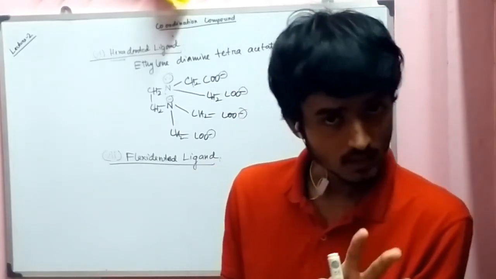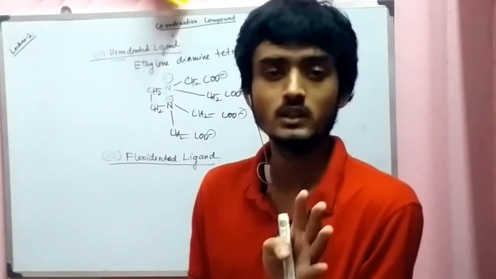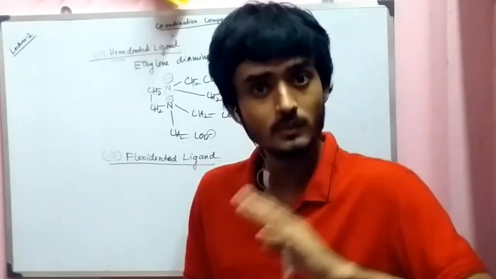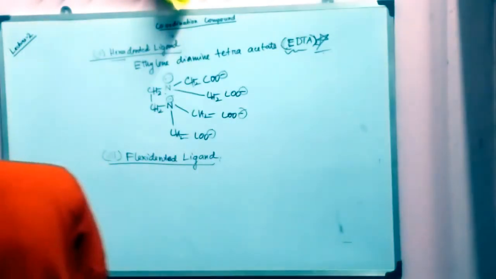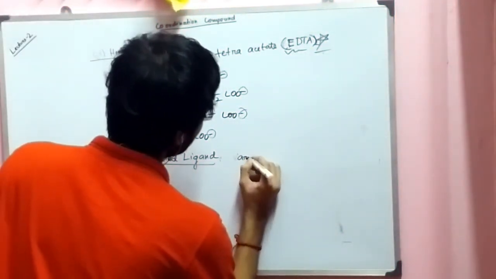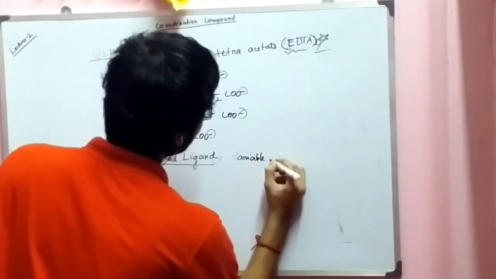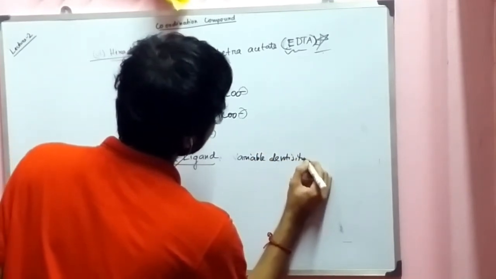So you can see the EDTA can show a variable number of denticities here. So these types of ligands are known as the flexidentate ligand. Okay, flexidentate ligand means a variable denticity.